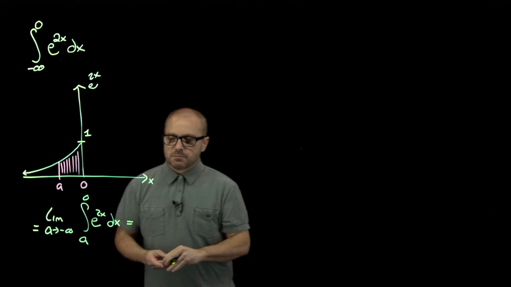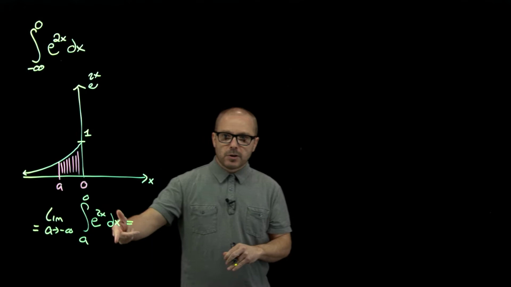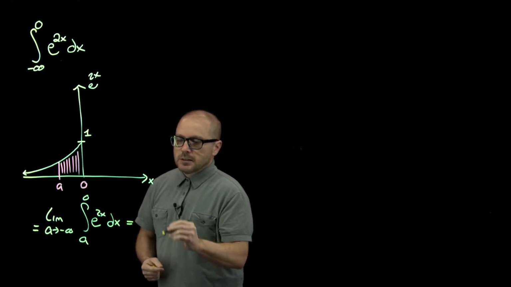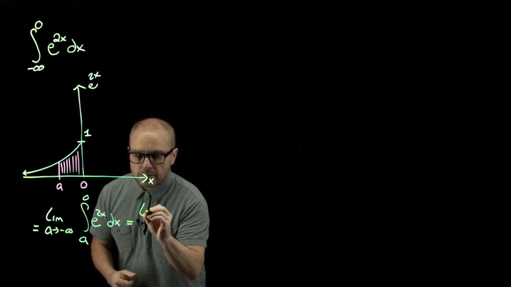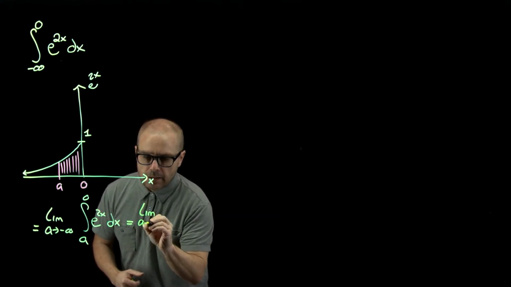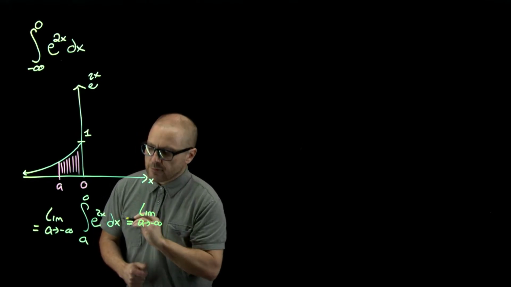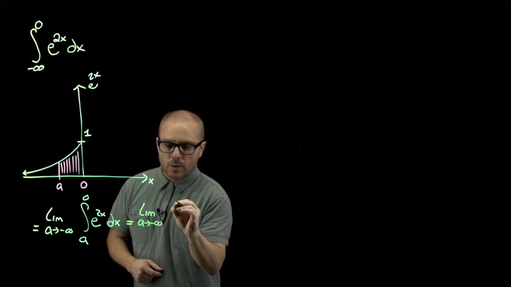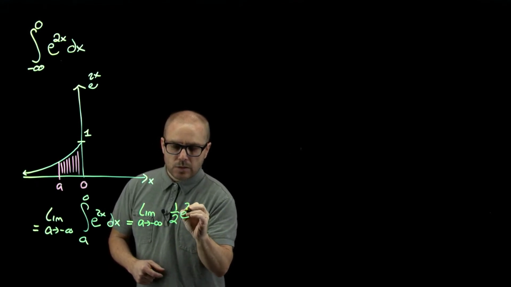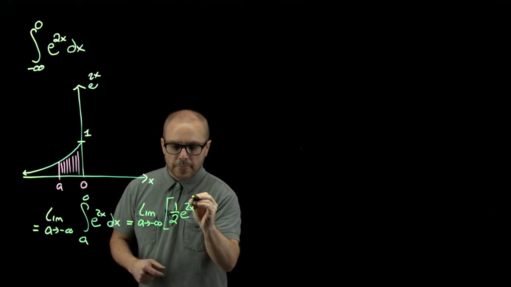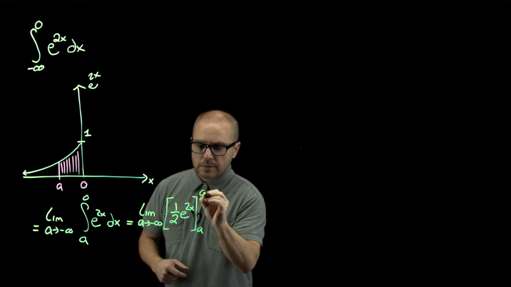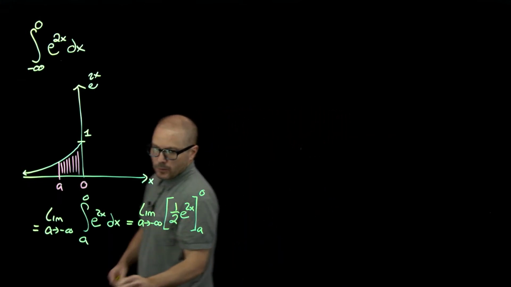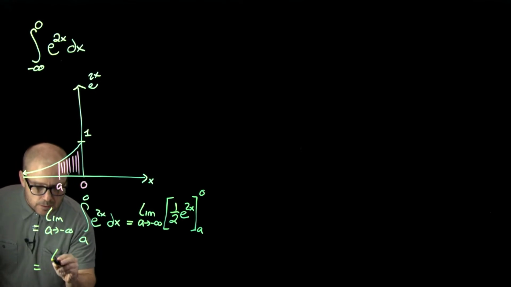e to the 2x, that's technically a linear u sub, but remember our shortcut, we can just divide by the coefficient there on x. So that's 1/2 e to the 2x. So we're looking at the limit as a approaches negative infinity of 1/2 e to the 2x from a up to 0. And so we'll evaluate our integration limits there.